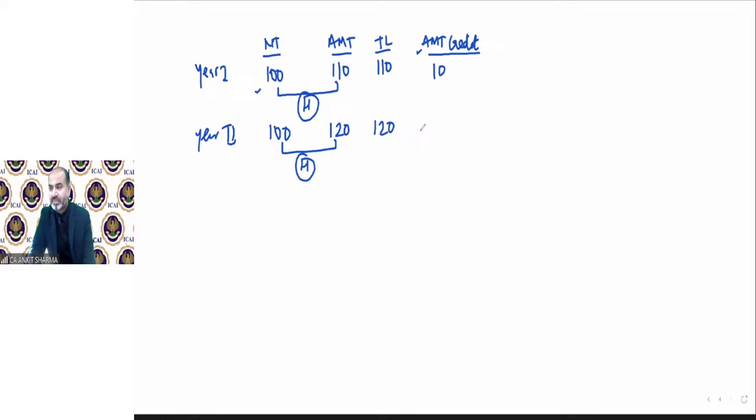Okay, alternate minimum tax. You want to study, you want to ask in Hindi. Okay, Mamta is saying, please explain in Hindi one more time, alternate minimum tax.